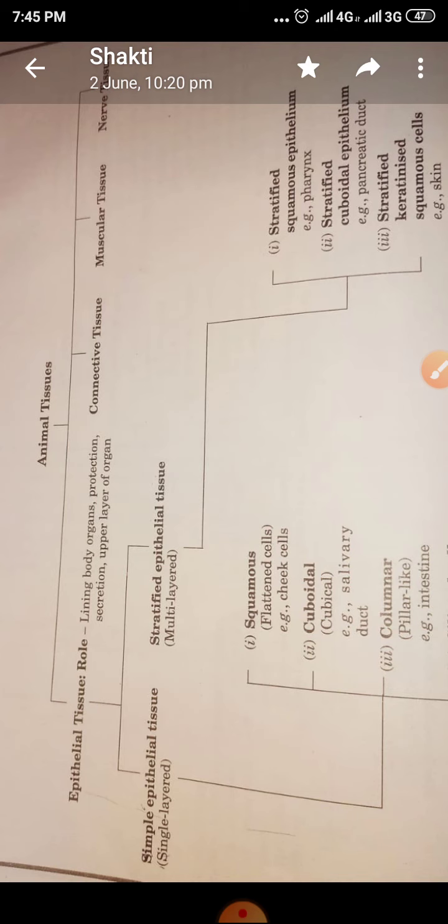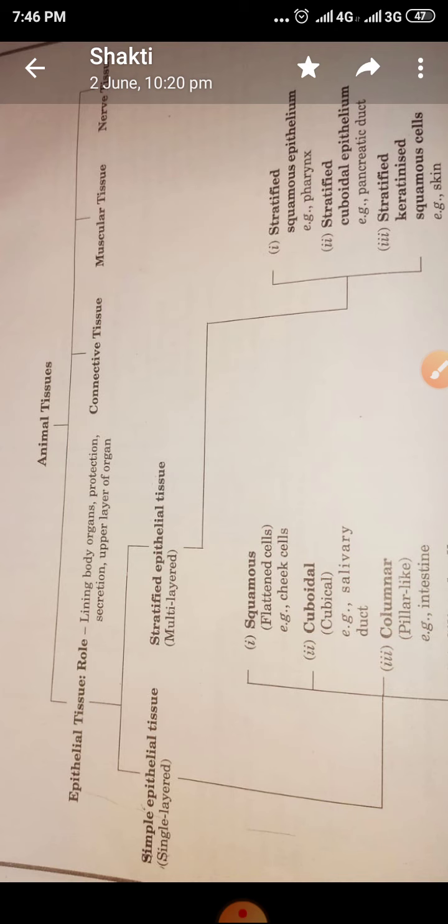Okay. First of all, to study animal tissue, we observe our own body parts. At first, you watch your finger. Your finger is surrounded by skin that consists of epithelium tissue. That is epithelium. All our body parts are covered by tissue that is called epithelium tissue.